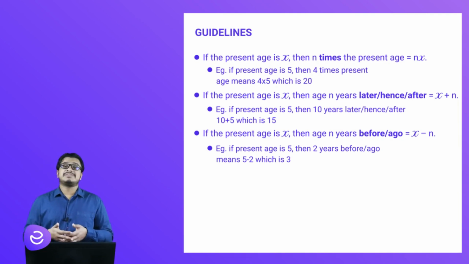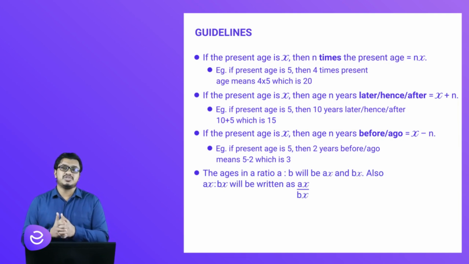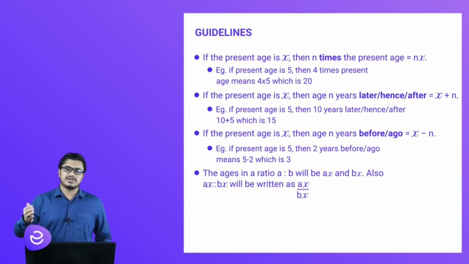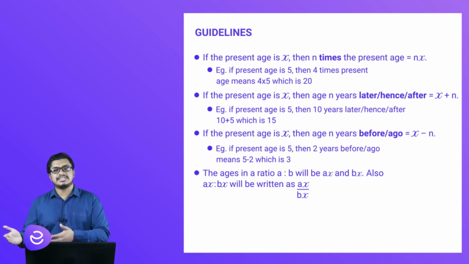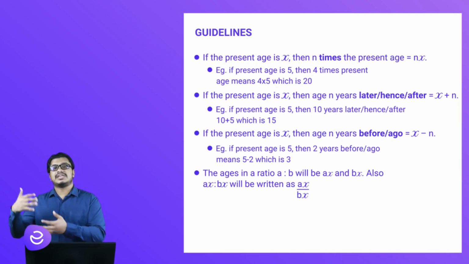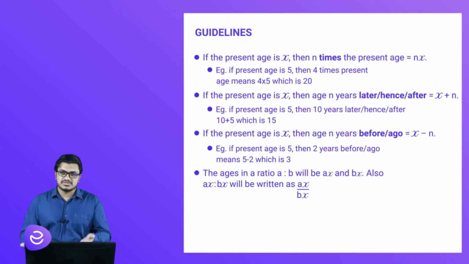The last one is, sometimes you'll get the ages in ratios, not the actual ages. They won't tell you that 10 years later the age is 27, or 5 years before the age was 15. No, they'll give you ratios. A and B, two persons, their ages are in the ratio 2:1, or 3:1. Questions might come like that. And then again they'll say 3 years later, their ages are in the ratio 11:10 or 10:11, something like that.